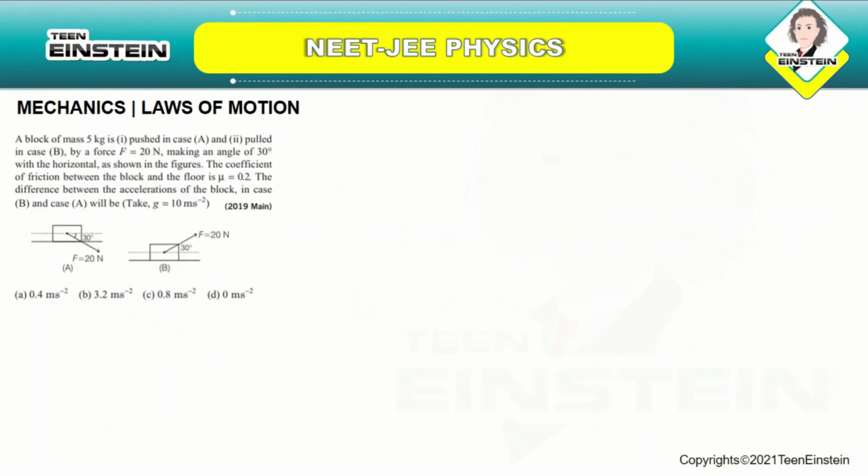A block of mass 5 kg is pushed in case A and pulled in case B by a force F equal to 20 Newton, making an angle of 30 degrees with the horizontal, as shown in the figures. The coefficient of friction between the block and the floor is 0.2. The difference between the acceleration of the block in case B and case A will be. First, write for case A, or case 1. You can draw the figure for it, and you will have it like this.